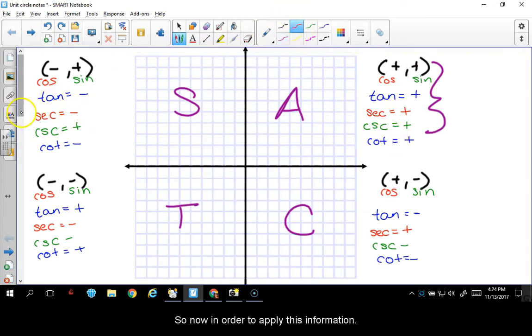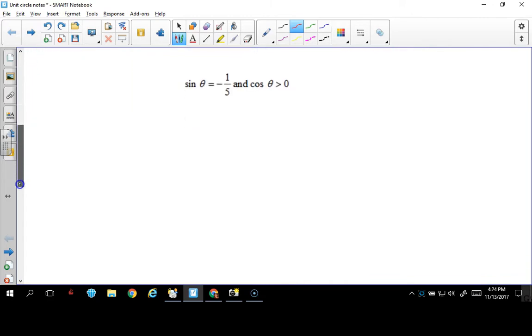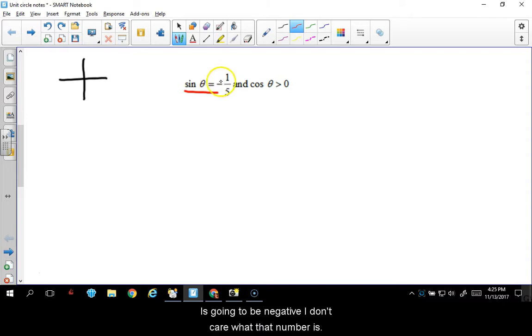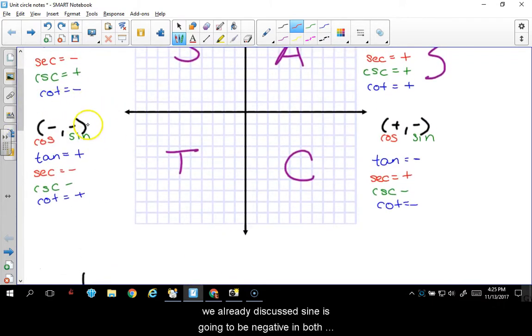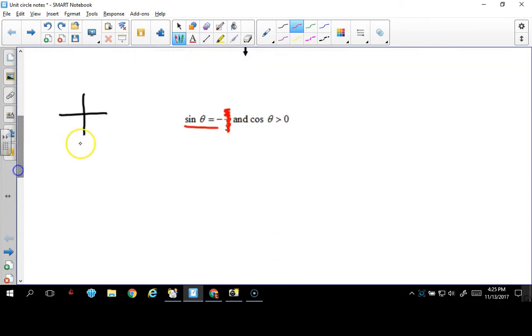So now, in order to apply this information, if I was given that the sine of theta is equal to -1/5 and cosine of theta is greater than 0, I need to figure out where the heck I am. So if sine is negative, I don't care what that number is. I don't care at all. I just know that it's negative, okay? So wherever sine is negative, well, if sine is my y values, and we already discussed sine is going to be negative in both the third and the fourth quadrant. So I'm going to mark both the third and fourth quadrant as possible answers for this one.